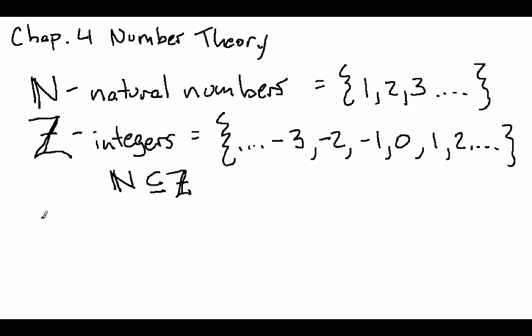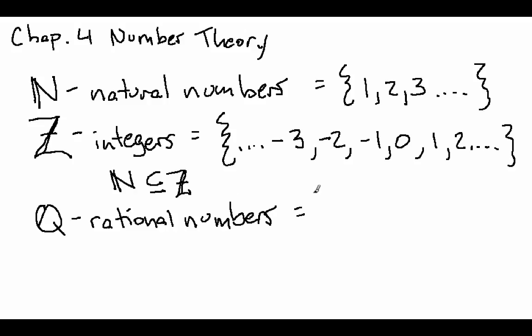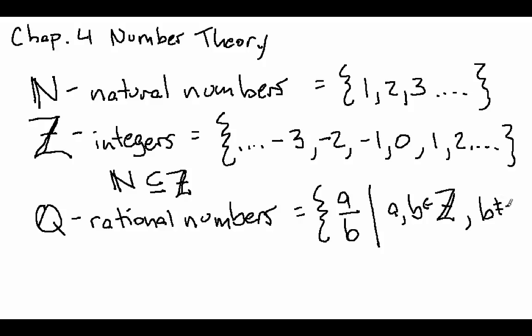Okay. The next one that we talk about is Q. And Q refers to the rational numbers. And that's equal, I'm going to use a different notation here, to the set of all a divided by b such that a and b are elements of the integers, like that, and b doesn't equal 0. Remember, dividing by 0 is not defined.